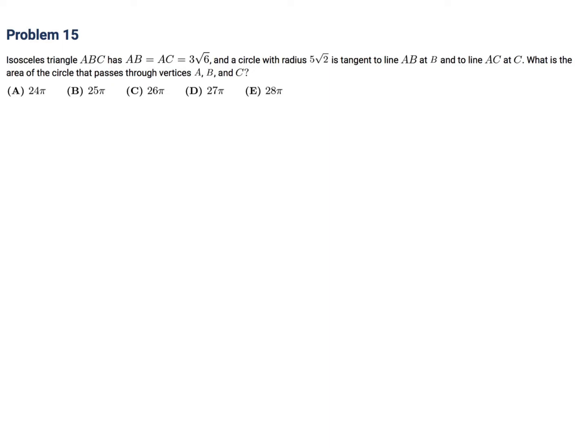Isosceles triangle ABC has AB and AC equal to 3 root 6, and a circle with radius 5 root 2 is tangent to the line AB at B and to the line AC at C. What is the area of the circle that passes through the vertices A, B, and C? Okay, so the first thing in this question is we've got to create a graph, or a diagram, basically. What do they want? What is the area? Okay, so go back to the question, and that is choice C for number 15.